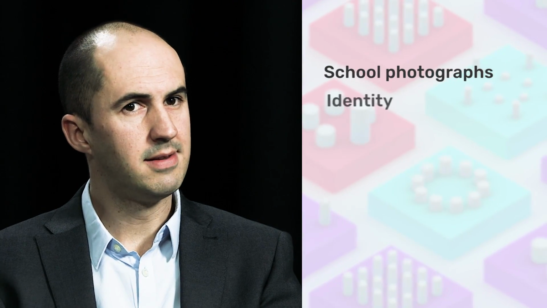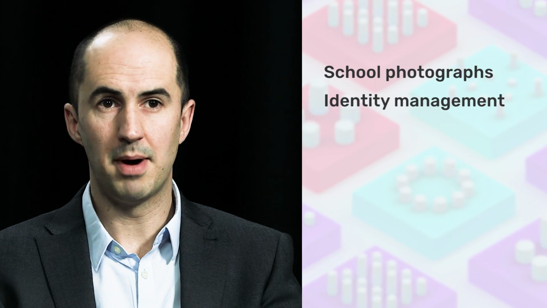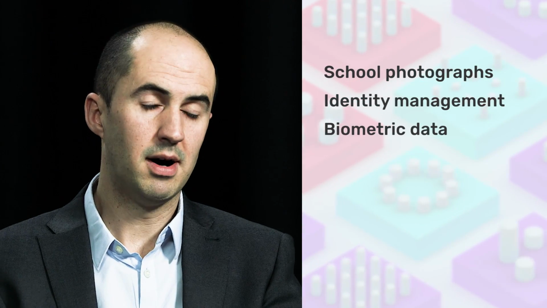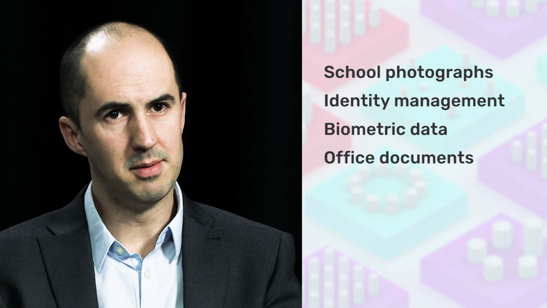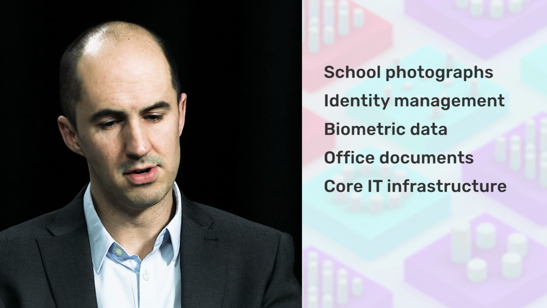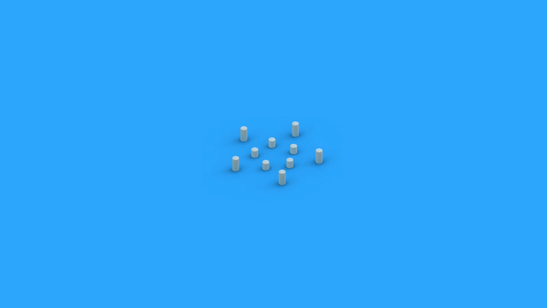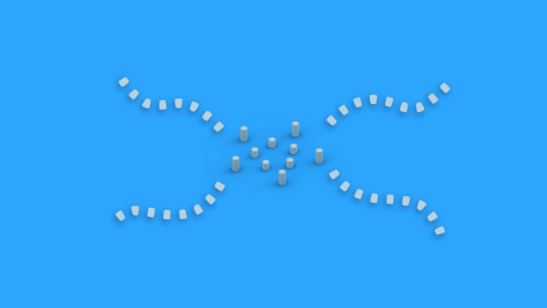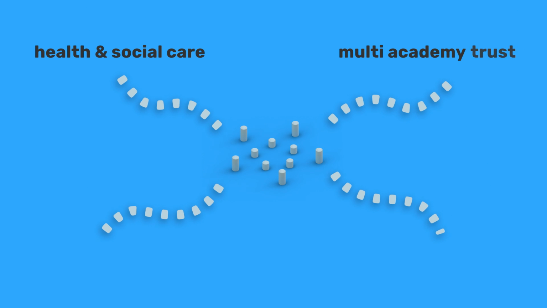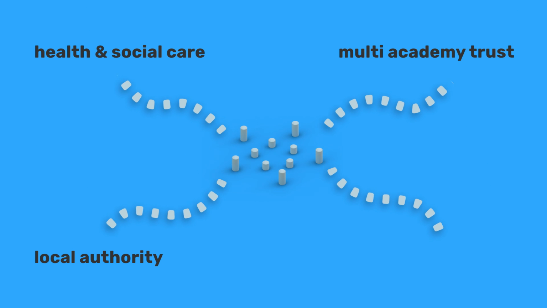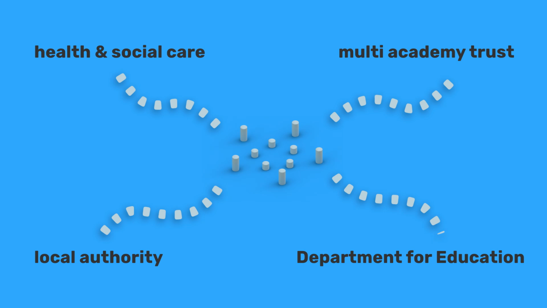Schools might also use identity management systems or things that contain biometric data, which are a key part of the new regulation. But also think about where your office documents are stored and your core IT infrastructure. Finally, when trying to create that ecosystem, think about where you actually send data to. So that might be interactions with health or social care, it might be sending data up to a multi-academy trust or the local authority, or it might be sending data to the department itself.